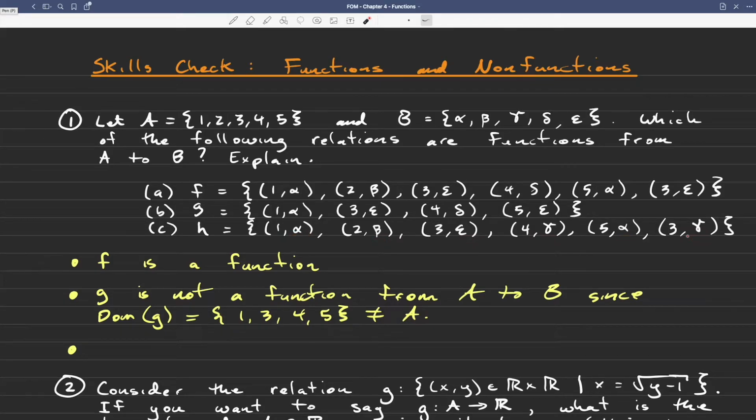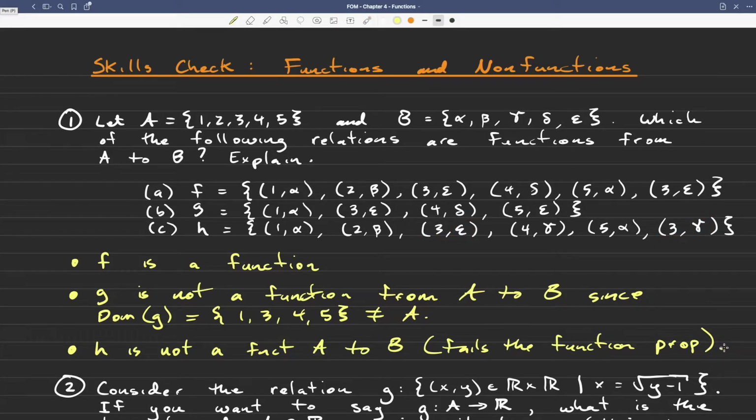And then we need to check the function property. So we look through here and we want to see if there are any repeated first components, and if there are, we want to make sure that the second components are the same, not different. I see that (3, epsilon) and (3, gamma) are in this relation, but here the second components are different. So 3 got paired up with 2 different elements in the range, which means this H does not have the function property. So H is not a function from A to B. It fails the function property.